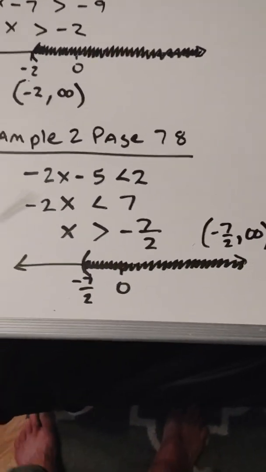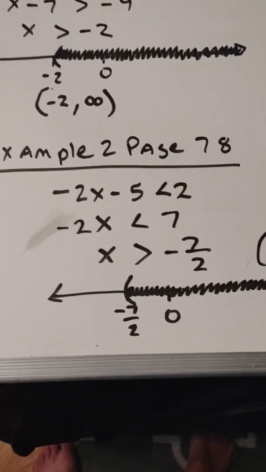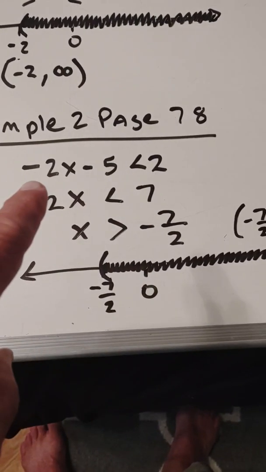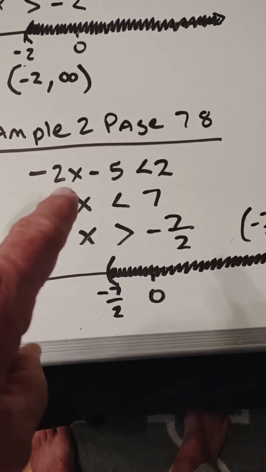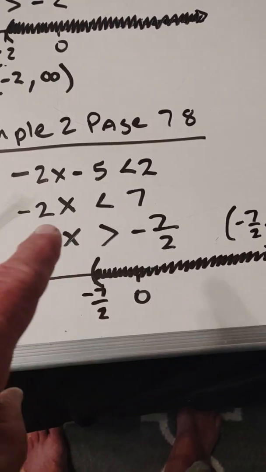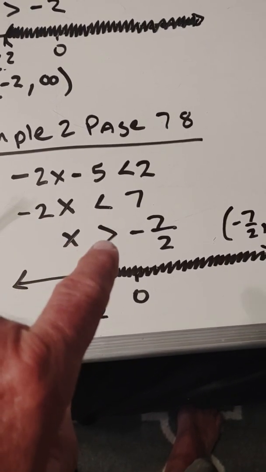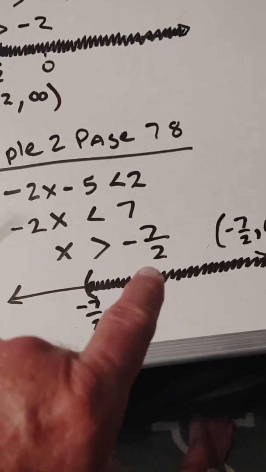Here's example 2, page 78. Now, this is already in two-step form, and I notice that the variable has a negative number, so I know I'm going to have to flip the sign when I see this. So I add the 5 and get 7. Divide by the negative 2. I flip this less than sign to greater than, and I get x is greater than negative 7 halves.